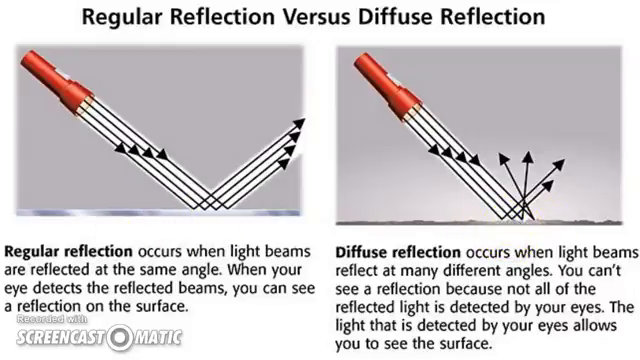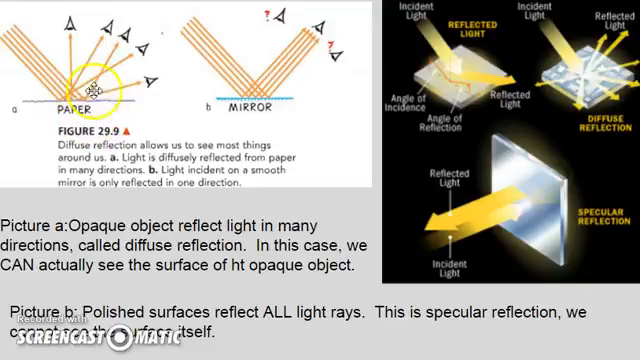Here, we cannot. So let's look at this picture for a second. And this is a diagram from our text. Picture A. An opaque object reflects light in many different directions, called diffuse reflection. In this case, we can actually see its surface, right, of paper. We can see the surface of paper. But the mirror, picture B, is that polished surfaces reflect all the light. This is specular reflection. We cannot see the surface itself because of all the light that's making it to our eyes. We simply see what it's reflecting.